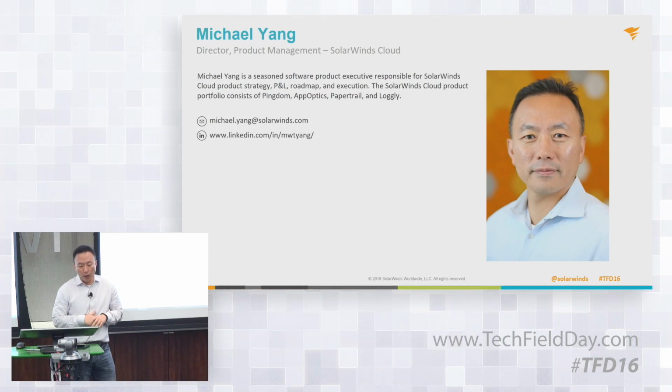So to start off, again, my name is Michael Yang. I'm a Director of Product Management at SolarWinds Cloud. So I'm responsible for all of the SolarWinds Cloud products, which includes Pingdom, AppOptics, Papertrail, and Loggly.